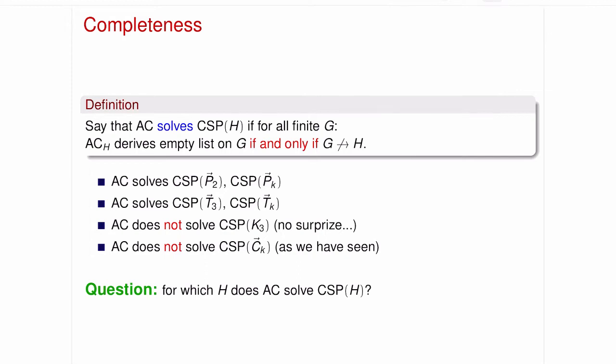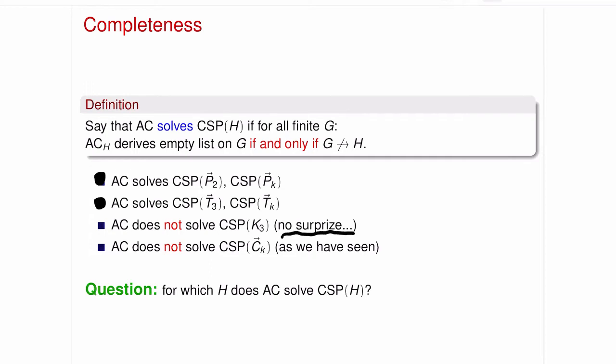On the other hand, if you're lucky, and this depends on the graph H, there are some graphs H where arc consistency derives false, derives the empty list, if and only if there is no homomorphism from G to H. In this case, we say arc consistency solves CSP of H. For instance, we'll see in the following: arc consistency solves CSP of P2, or more generally, CSP of Pk. It solves CSP of T3, of Tk. On the other hand, it does not solve CSP of K3, and I wrote here no surprise.